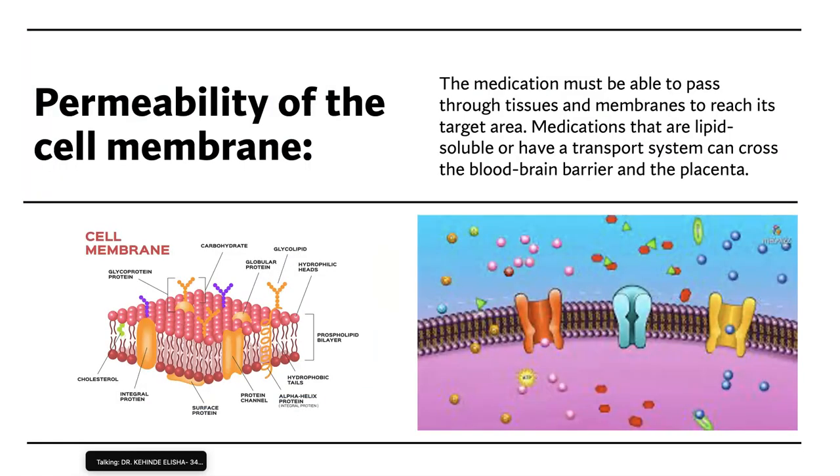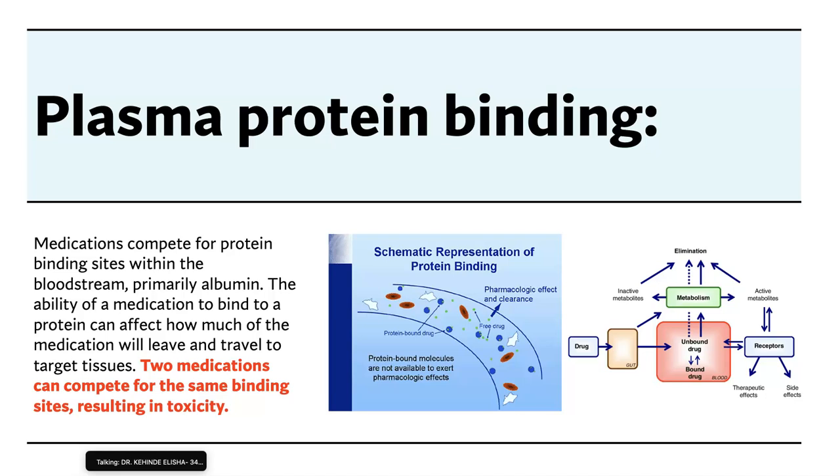Does that make sense? Now, permeability of the cell membrane. Medication must be able to pass through tissues and membranes to reach its target area. Medications that are lipid soluble or have a transport system can cross the blood-brain barrier and the placenta. Another issue that can also affect the distribution is the plasma protein binding. If we have too much protein, of course, it's going to bind to a lot of the drugs. If we have too little protein, we're going to have many unbound drugs in the body.